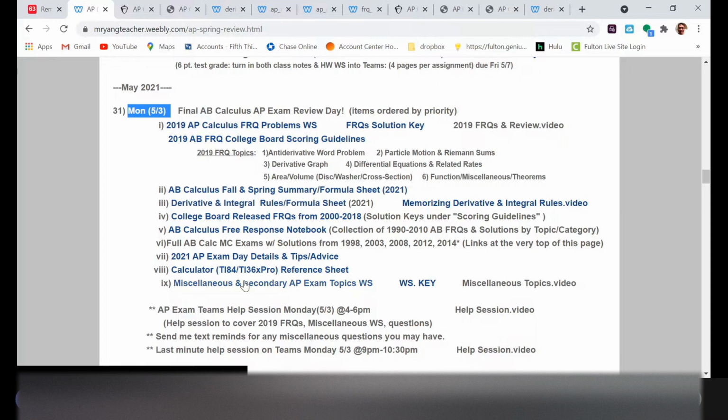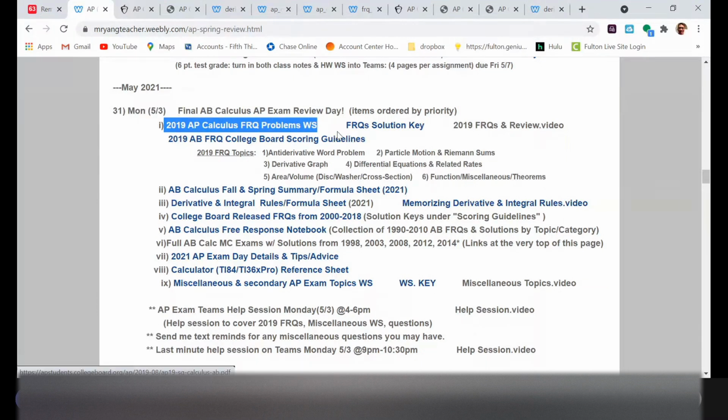Multiple choice, free response, miscellaneous worksheets. I'm going to go through these, and then you can use them accordingly depending on how you want to study or what area you want to focus on. So first is the 2019 FRQ. Last year, 2020, was a different year in the sense that the AP exam was adjusted to be just 40 minutes, but this year they're going back to a full exam format. So 2019 is the most recent one, and we're going to work through that today.